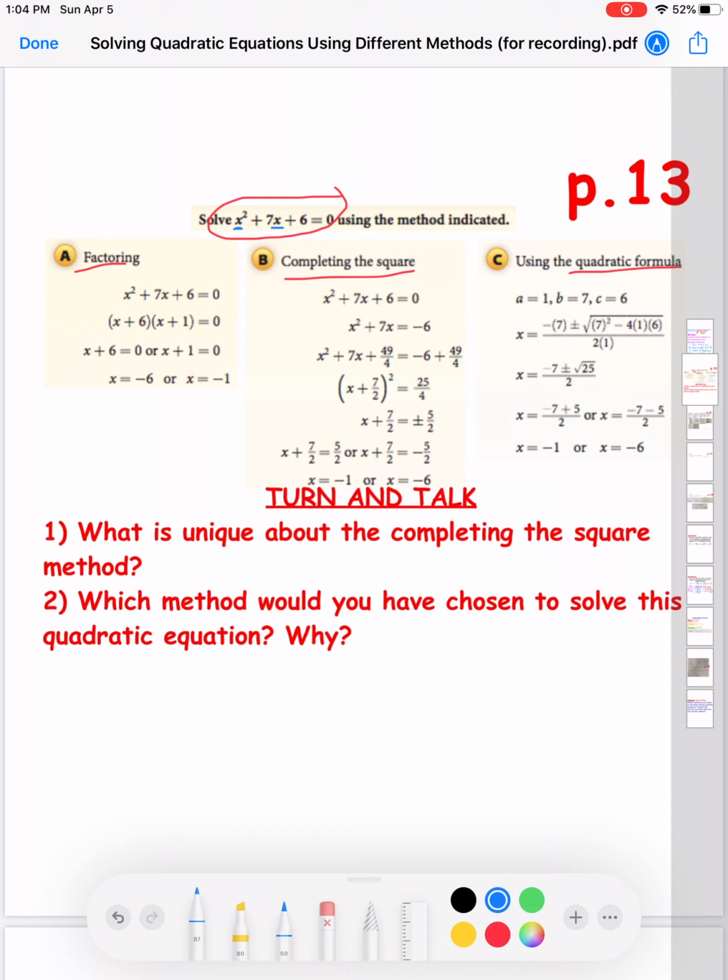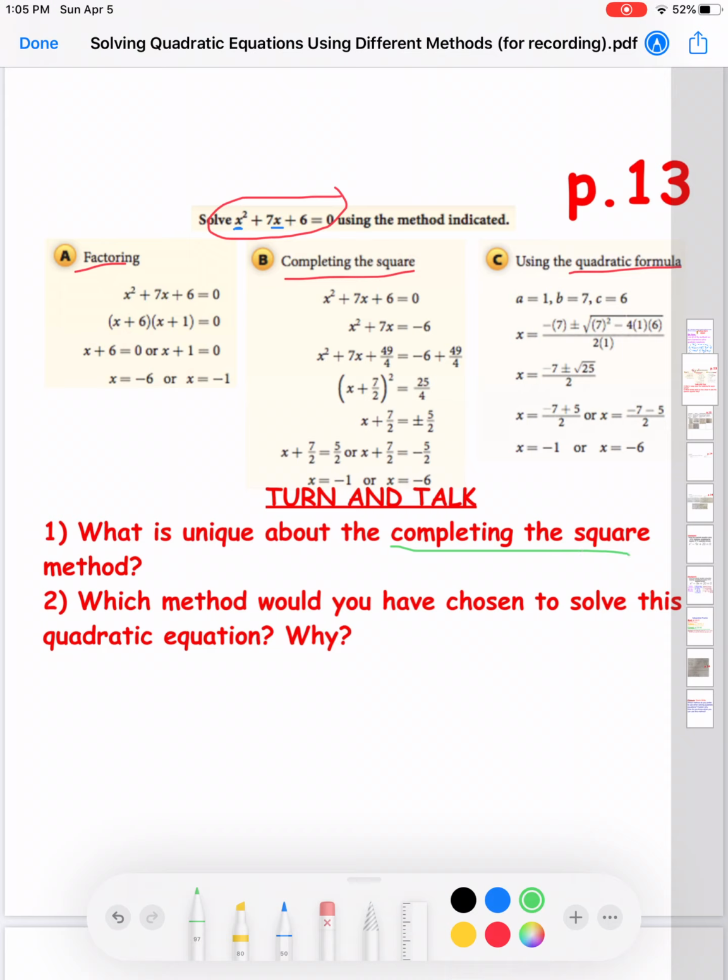Okay, so what you should have noticed here is that no matter which method you used, you still got the same answer of -6 and -1. So let's start with question number 1. It says, what is unique, which means different or special, about the completing the square method?